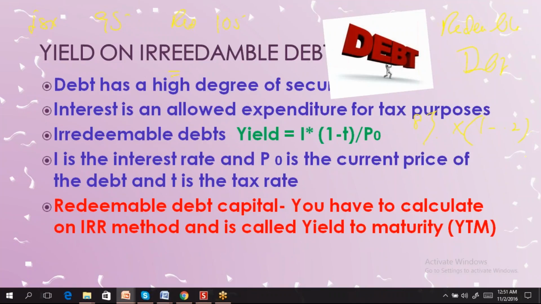When it is redeemable debt capital, where I told you the issue price is 95 and the redemption price is 105, or the issue price is 105 and the redemption price is 100, where the issue price and redemption price are different, we have something called yield to maturity. I will show you how to work that out when I do the cost of debt in the next one.